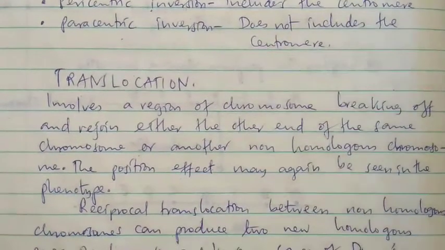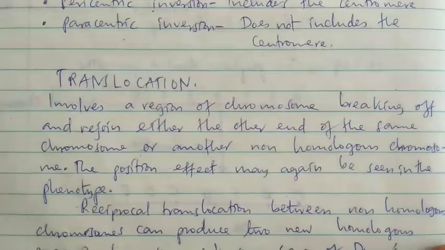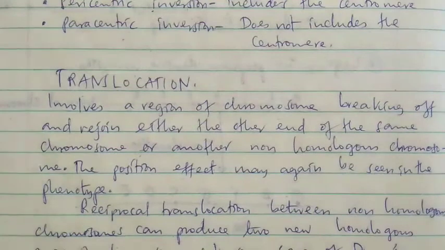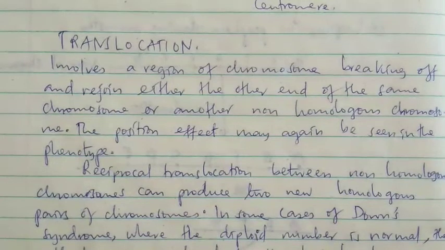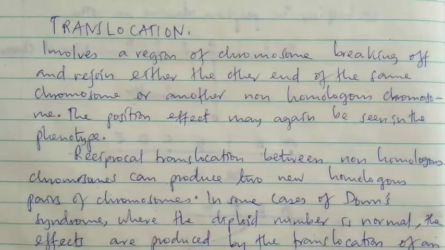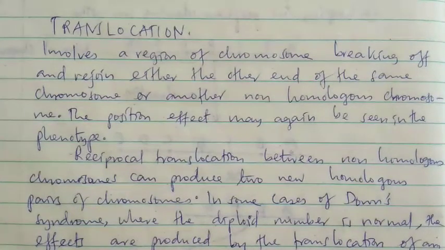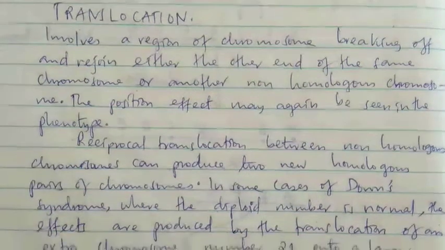From there we can move to translocation. Translocation involves a region of chromosome breaking off and rejoining either the other end of the same chromosome or another non-homologous chromosome. The position effect may again be seen in the phenotype. Kwa hiyo translocation ni kile kitendo cha kipande fulani cha chromosome kujikata na kwenda kujiunga kwenye chromosome either nyingine ambayo ni homologous au non-homologous chromosome. Lakini kinajikata kinaweza kujiunga kwenye chromosome hiyo hiyo mwishoni, au kinaweza kujikata kwenda kujiunga kwenye chromosome nyingine.